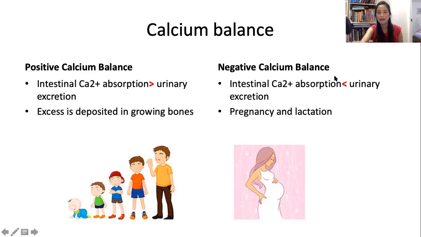There are also instances where you have negative calcium balance. In negative calcium balance, your intestinal calcium absorption is less than your urinary excretion. In normal physiologic states, this occurs during pregnancy and lactation. That's why when a woman gets pregnant and continues to breastfeed after delivery, they are usually advised to take additional calcium supplements, or if not, increase their calcium intake in their diet.